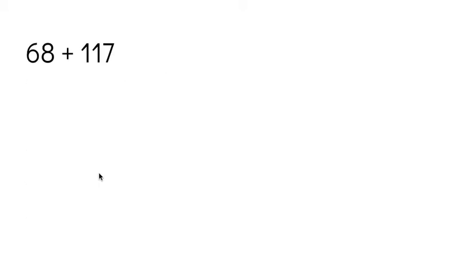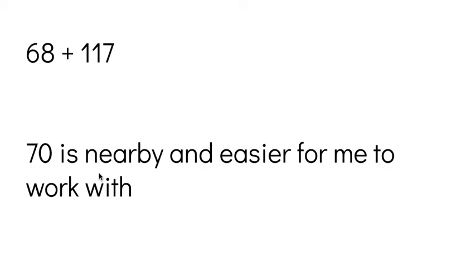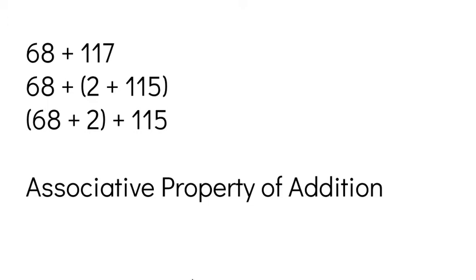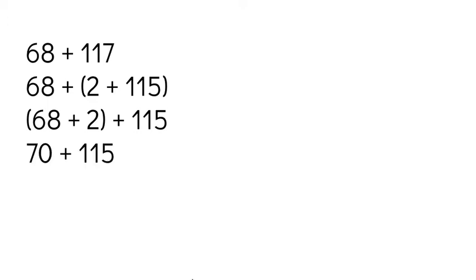Let's do another example. I have 68 plus 117. This would be so much easier to add if 68 was really 70. So why not make it 70? Let's do that. I can make 68 into 70 by taking 2 from 117. So I'm going to decompose 117 into the 2 that I want plus the rest, 115. So I have 68 plus 2, and I want to add 115. So now I have 70 plus 115.